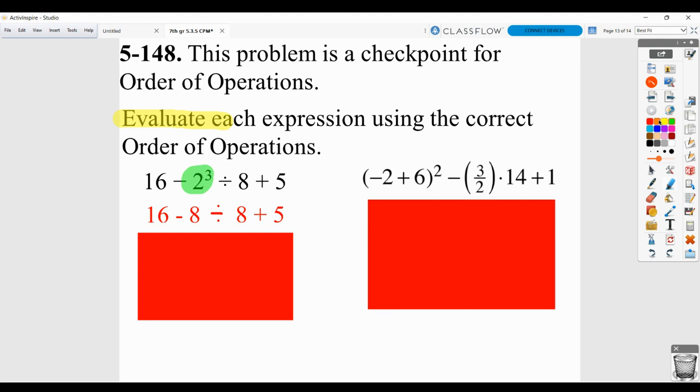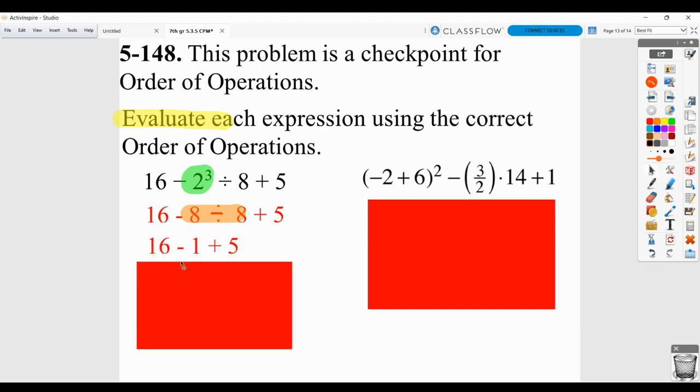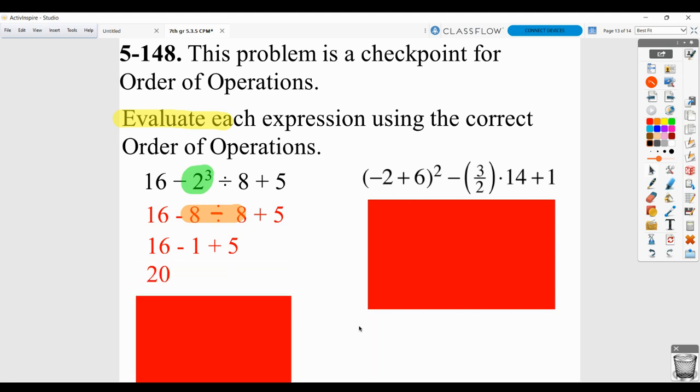Then we would do multiplication and division left to right. There's only division, so we would do that next. 8 divided by 8 is 1, so we get 16 minus 1 plus 5. And then lastly, you do your addition and subtraction left to right for a final answer of 20.